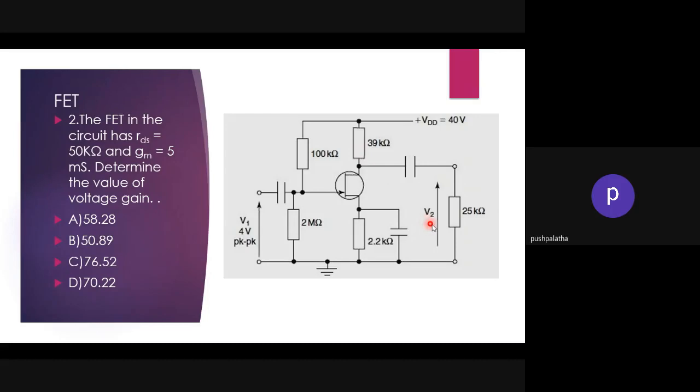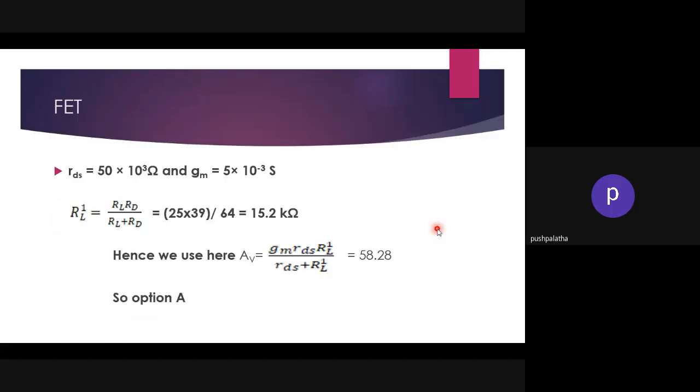So first you need to find the parallel combination of RL and RD. After finding that, we will get 15.2 kilo ohms. And what is the gain? Gain is gm × RDS × RL over RDS plus RL. While solving in Electronic Circuits 1, we used to get this gain equation. So we will get 58.28.